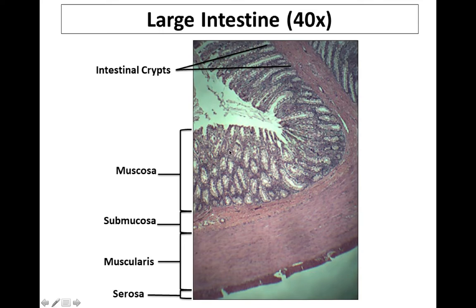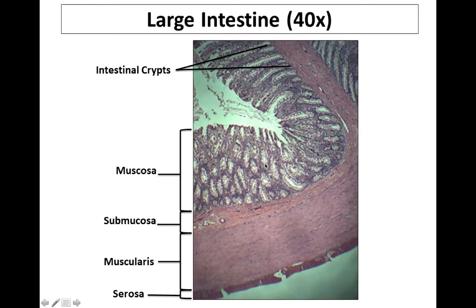Instead of having villi that extend outward, you have intestinal crypts that extend inward. So you can see these intestinal crypts in large intestine. They extend downward into the large intestine. When you're looking at the mucosa, you may notice there are a lot more white, puffy cells. These are goblet cells. You still have simple columnar epithelium that is making up the majority of the mucosa, but you'll see a lot of these goblet cells.